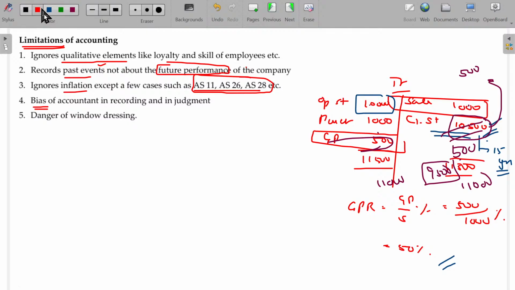Those things are also possible: bias as well as the danger of window dressing. Window dressing is nothing but this: if you see a house from outside through the window, the house looks beautiful. But when you enter the house, all the corrupt things are there. It's hidden. That's called window dressing.